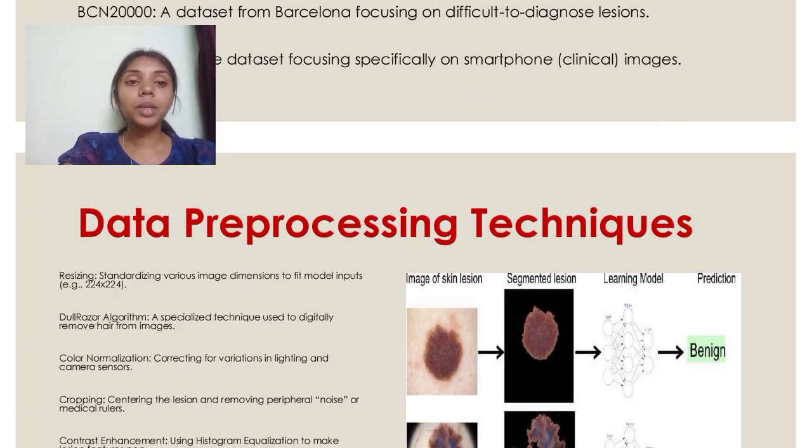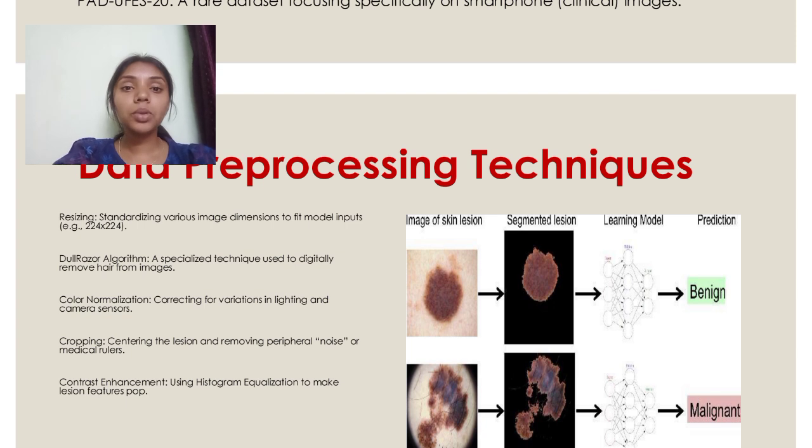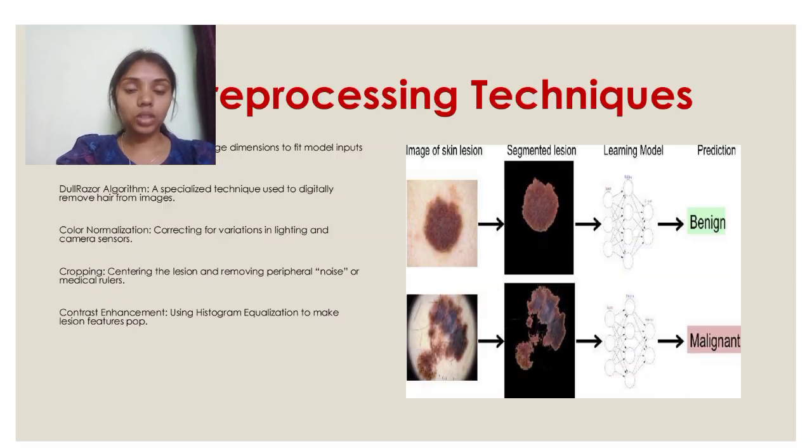The next slide is data pre-processing techniques. The data pre-processing techniques are resizing, DullRazor algorithm, color normalization, cropping, and finally contrast enhancement. Resizing helps to standardize various image dimensions to fit model inputs, and DullRazor is a specialized technique used to digitally remove hair from images. Color normalization corrects the variation in lighting. Cropping means centralizing the lesions and removing peripheral noise.